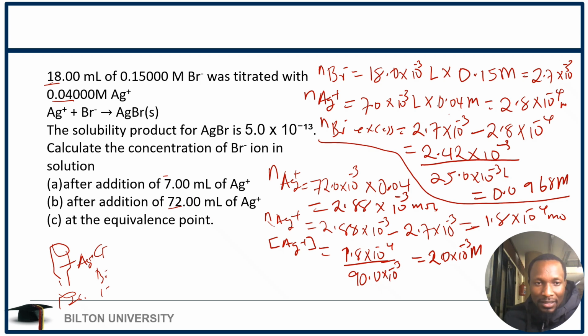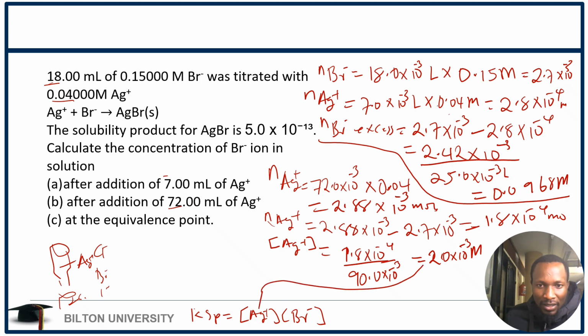But the question, remember, is saying determine the concentration of bromide ion. So to determine the concentration of the bromide ion, we are going to use the Ksp that we have been given. And remember, Ksp in this case is the concentration of silver ions times the concentration of the bromide ion. We have the concentration of the silver ions, and we have the Ksp which has been provided, and therefore the concentration of bromide ion will be Ksp divided by the concentration of the silver ion.